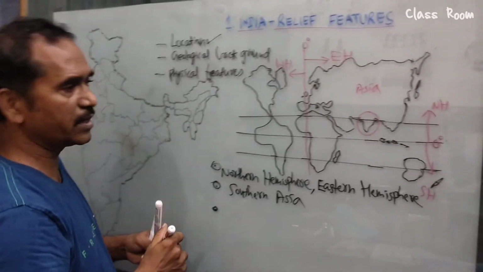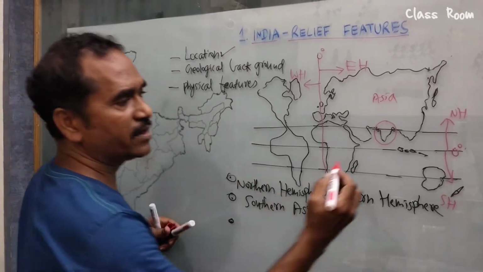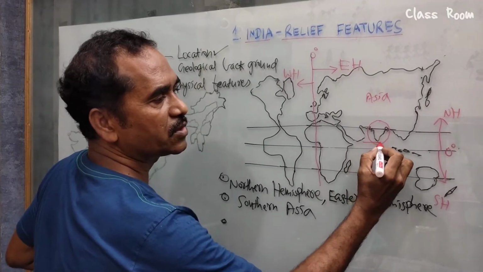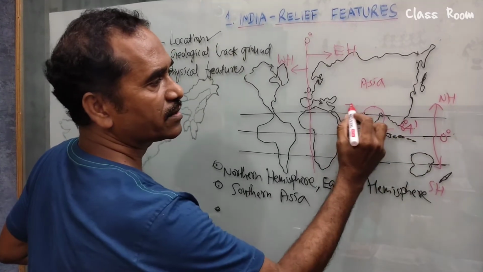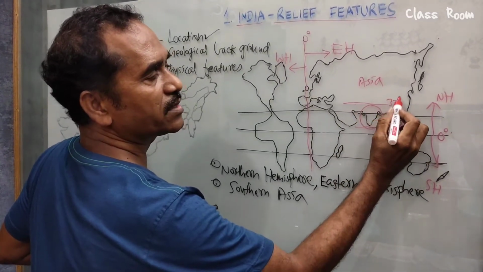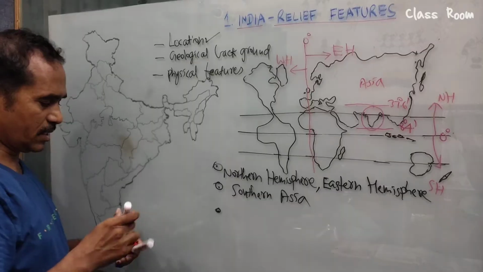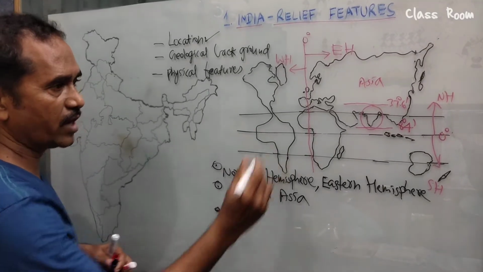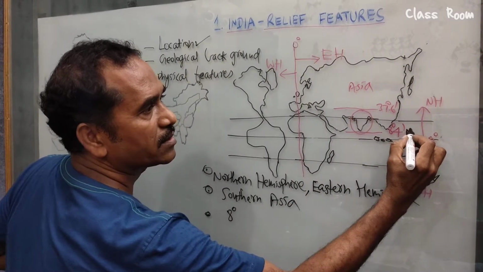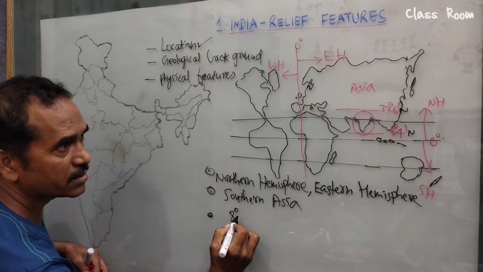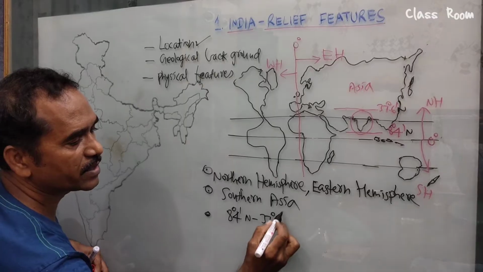And let's look at according to latitudes. According to latitudes, India lies between this one. This latitude value is 8 degree 4 minutes. And this one, it is 37 degrees 6 minutes. So according to latitudes, India is located between 8 degree 4 minutes north to 37 degree 6 minutes north.